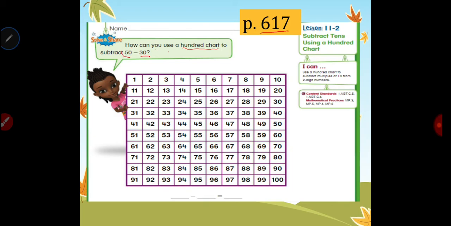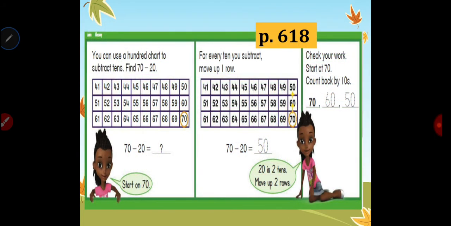What you should first do? Find 50. Where's the 50 here? There is the 50. Ask yourself how many tens are there in 30. It's 3. So it means we need to go up 3 times. Now count with me. 1, 2, 3. The answer here is 20. It means 50 minus 30 is equals to 20. Make sure that you write the correct answer.